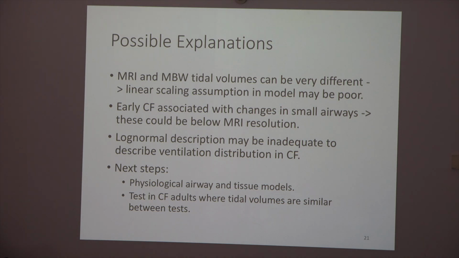The other thing is that some of the heterogeneity might be below the resolution of the MRI. We know it happens in the small airways. If it's the really small airways, then it might just be averaged over by the imaging, and so it looks smoother than it actually is.